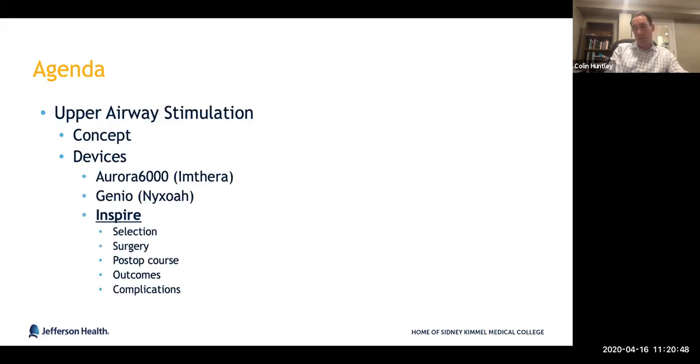So now I'll move on to the Inspire device, and we'll spend the next probably 20 minutes or so talking about this, really purely because this is where the data lies. And it was FDA approved in 2014, so there's been a number of papers written on that.